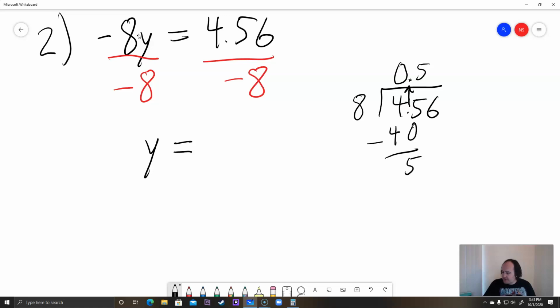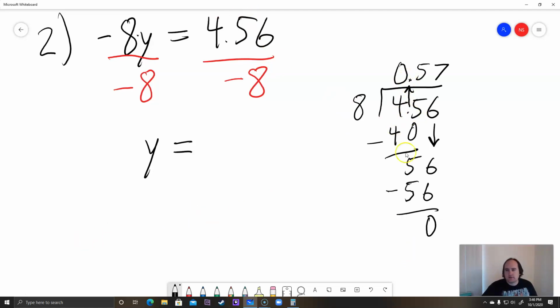45 minus 40 is 5. We bring down the 6. And we know that 8 goes into 56 seven times, since 8 times 7 is 56. So 56 minus 56 is 0. That's really not too bad to do by hand. It's just like dividing regular integers, except you have the decimal and you bring it straight up.